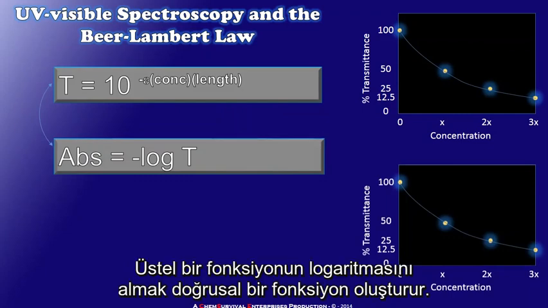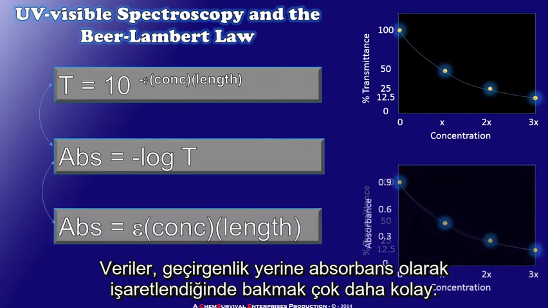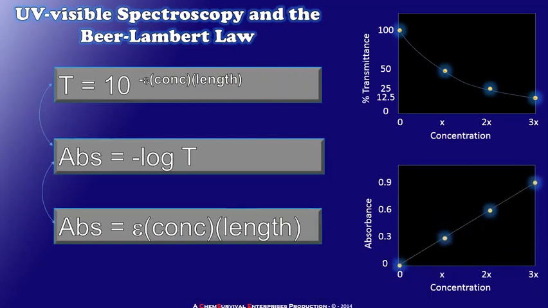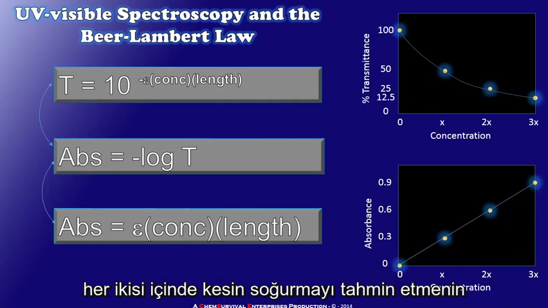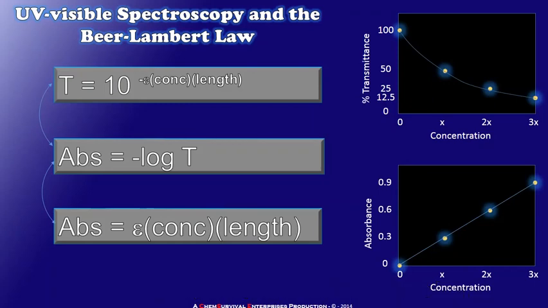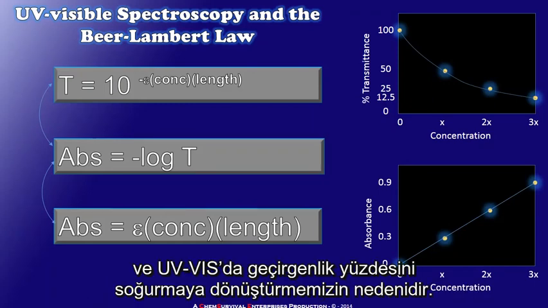Taking the logarithm of an exponential function creates a linear function. And so the data, when plotted as absorbance rather than transmittance, is actually considerably easier to look at. Not to mention, it's much easier to predict the exact absorbance by either extrapolating or interpolating within the data set that I've collected. This is the utility of the Beer-Lambert law, and the reason why we convert percent transmittance into absorbance so often when conducting UV visible spectroscopy.